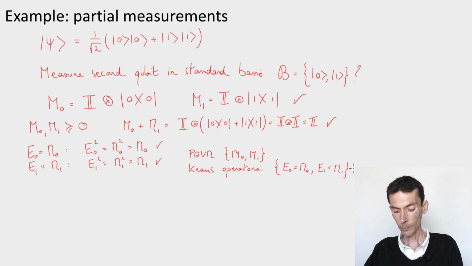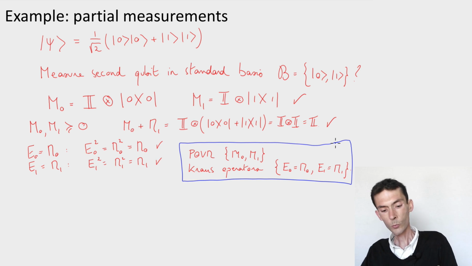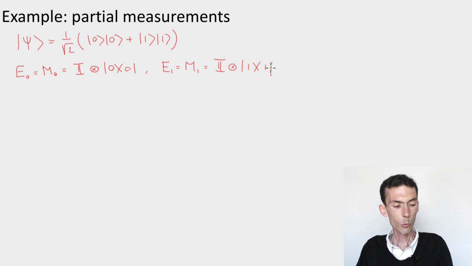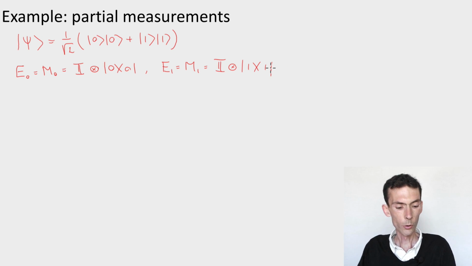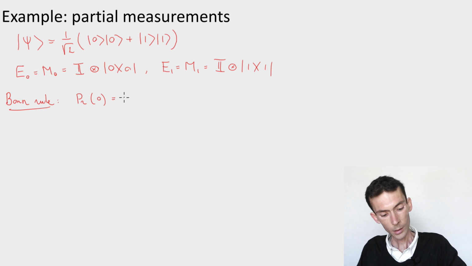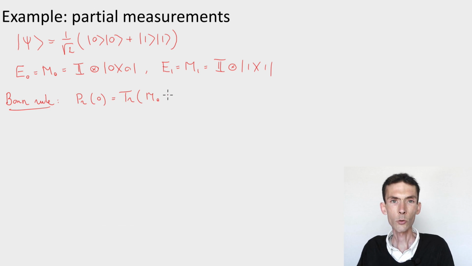Now, given that I have my POVM and my Kraus operators, this is enough data to specify how the state is going to evolve. So let's see this. So we have our state, the EPR pair, and we have the POVM that we want to perform on this EPR pair. Now let's see what the probabilities of the outcomes are. So the Born rule says that the probability that I obtain the outcome 0 is given by the trace of the product between M0 and the density matrix associated with my state.